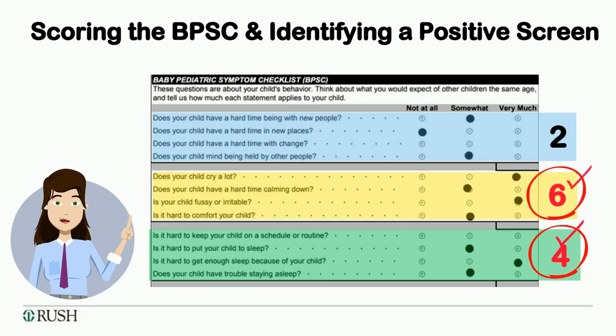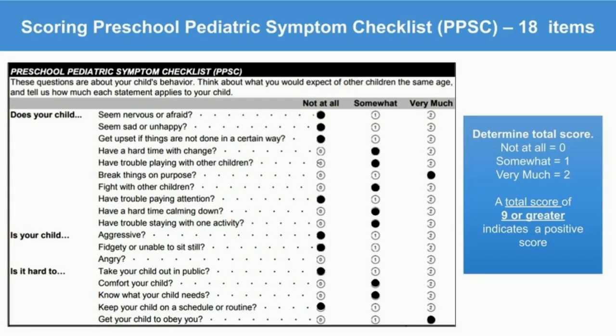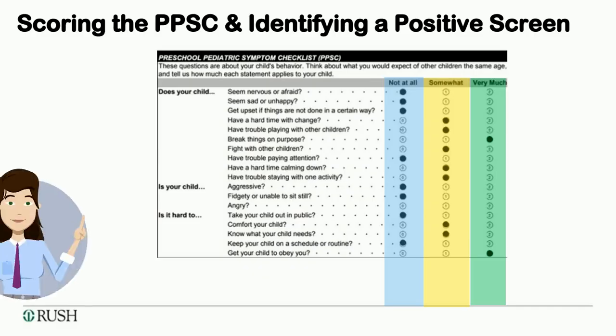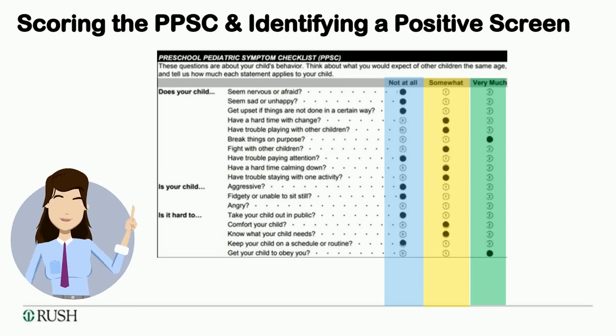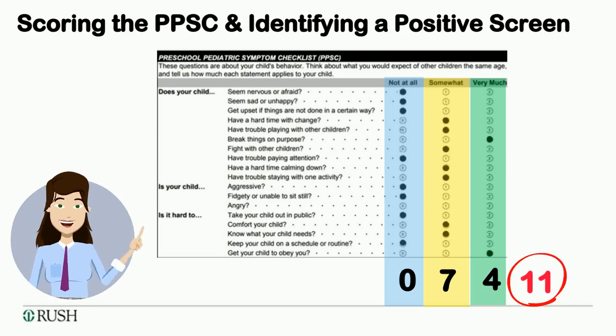The Preschool Pediatric Symptom Checklist is the second module of the Behavior Emotion domain, following the BPSC. It is scored based on 18 items. Like the previous modules, the point values for each response remain the same. If we were to score the PPSC example in this slide, the child would receive a sum score of 11, indicating a positive screen.